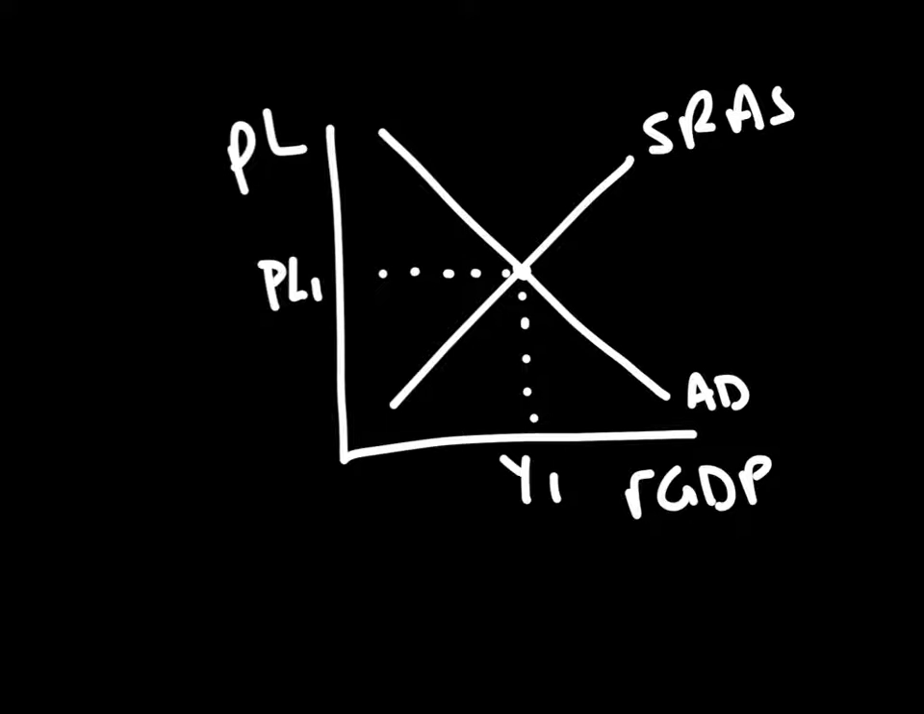Just like back in Unit 2 when we dealt with demand and supply, as demand and supply shifted, that's going to change the equilibrium price and quantity, but in the macro market it's price level and the quantity is real GDP.